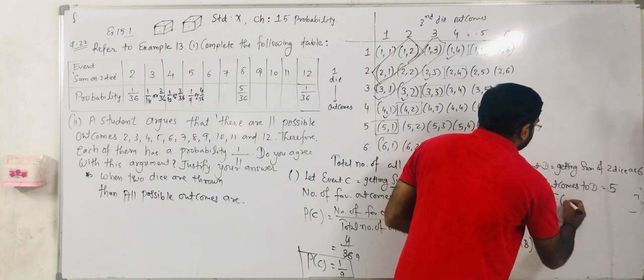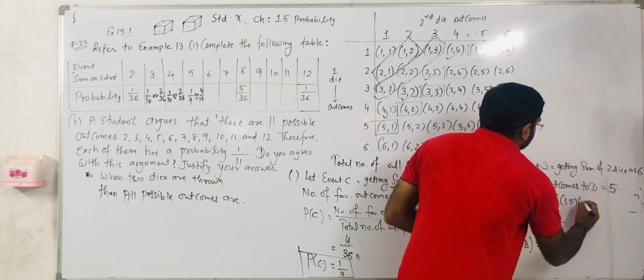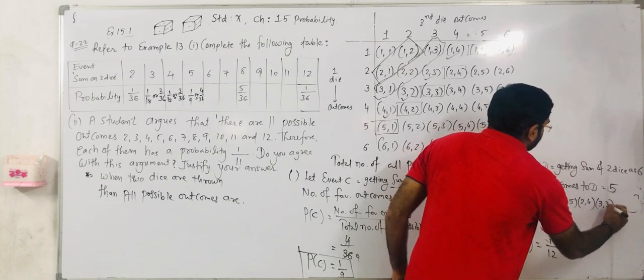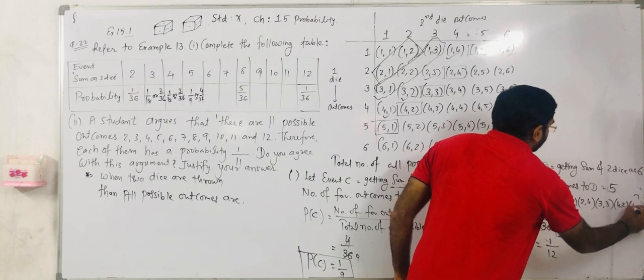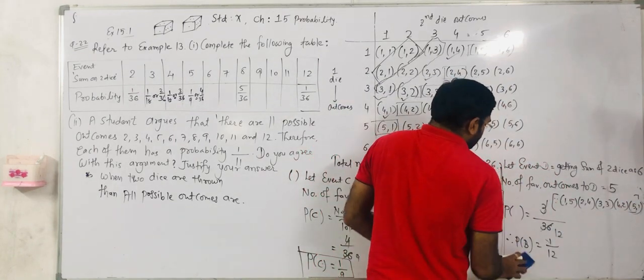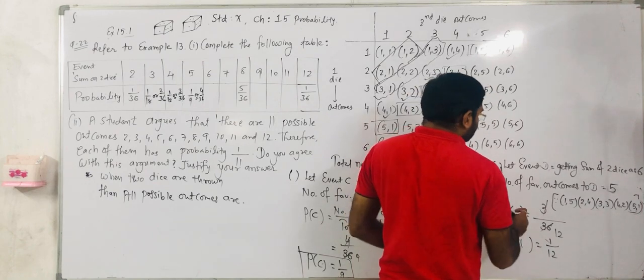So you clear with that. 1, 5. Here is a 2, 4. Here is a 3, 3. And 4, 2. And 5, 1. These 5 outcomes which we can say as a summation on the 2 dice as a 6.